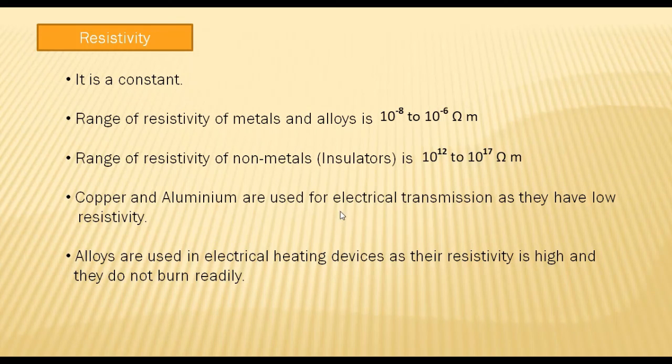Copper and aluminum are used for electrical transmission, as they have low resistivity. As I told you, because they have low resistivity values, that is why we use copper and aluminum in our transmission wires. Alloys are used in electrical heating devices. Again, I discussed this point: the resistivity is high and they do not burn readily, so they are used in heating devices. Okay, this was all about resistivity.